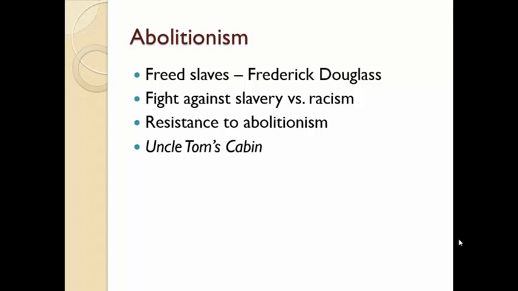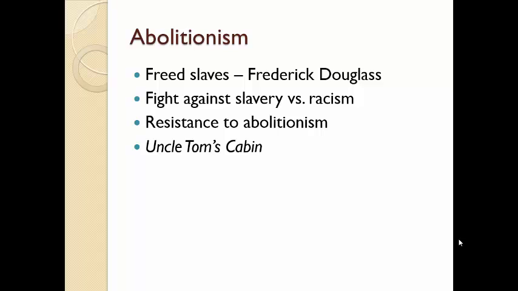And of course, there is deep-set resistance to abolitionism. Throughout the South, of course, people argued that abolitionism wasn't just a fight against slavery, it was a fight against their very way of life. And so a lot of people in the South violently react to abolitionism.